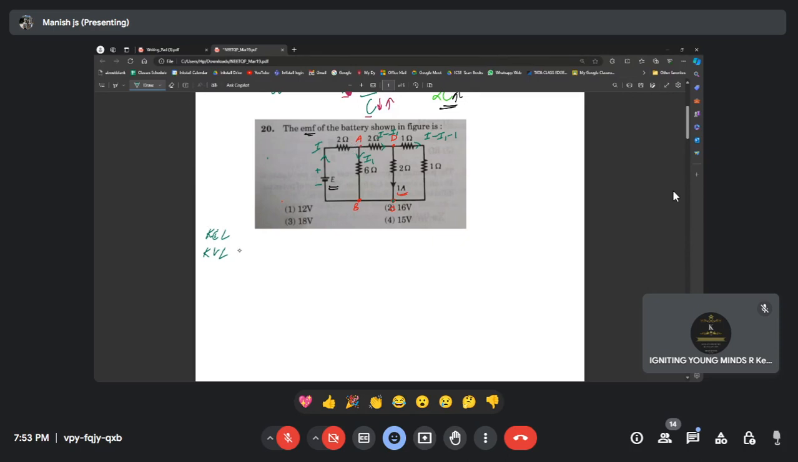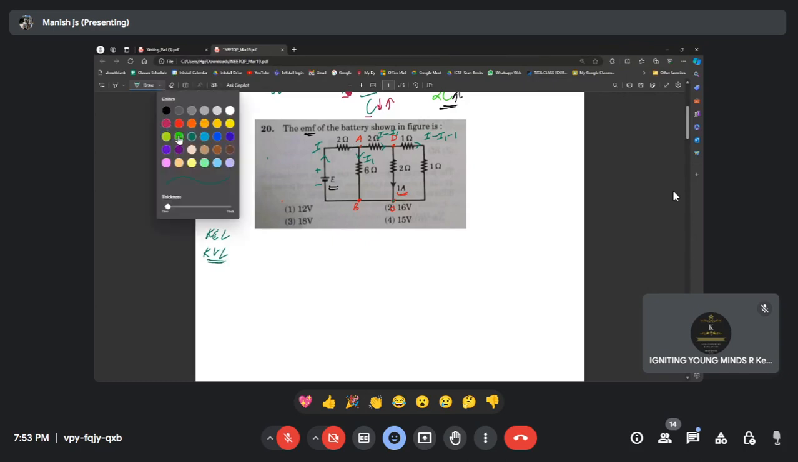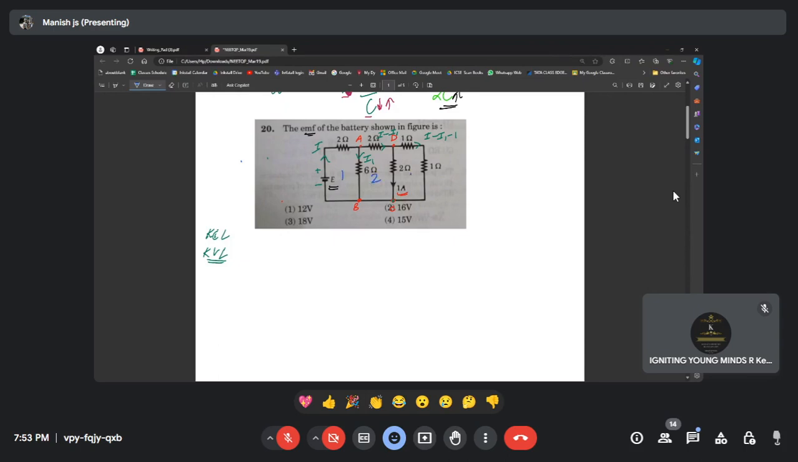That is one. And one more is Kirchhoff's voltage law, which tells you the sum of all the potential drops inside a closed loop should be equal to 0. You can see that there are 3 loops. Let me name the loops as 1, 2, and 3. Let me try to write the equations for each one of them, for loop 1, loop 2, and loop 3. We'll start with the loops one by one.